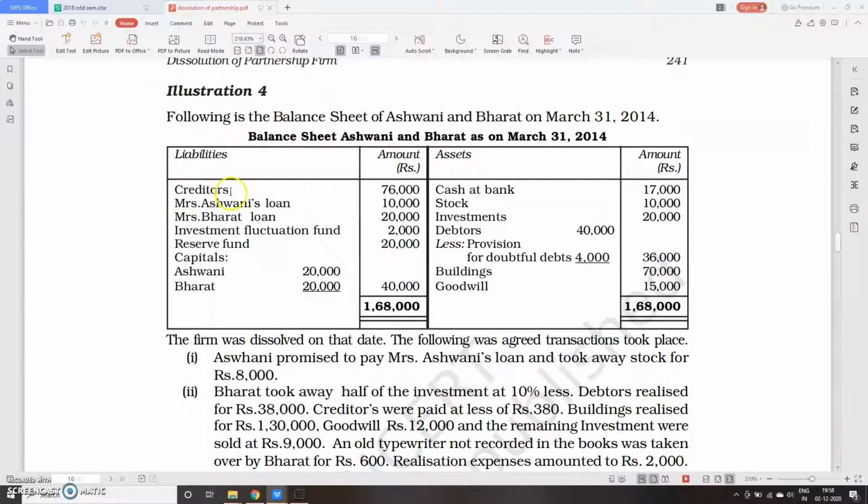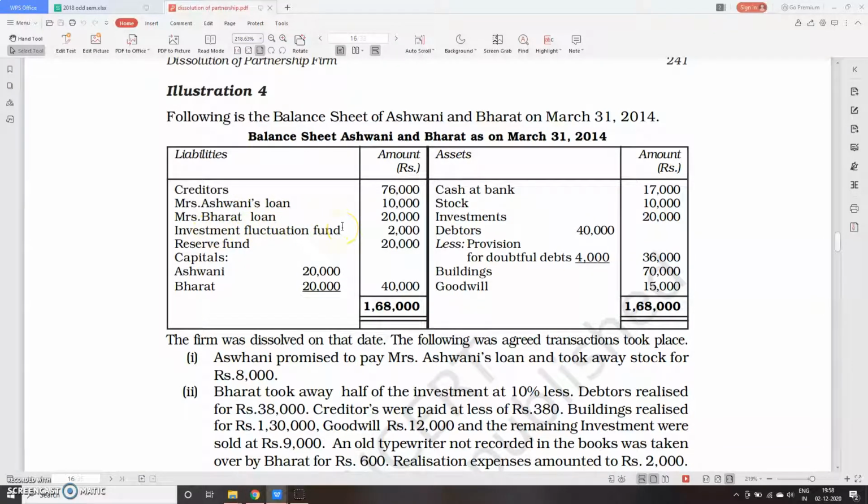On the liability side we have creditors, Mrs. Ashwani's loan, Mrs. Bharat's loan. These loans are simple loans, so do not confuse them with the partners. Investment fluctuation fund is also coming here. We have reserve fund, and the capitals of Ashwani and Bharat.